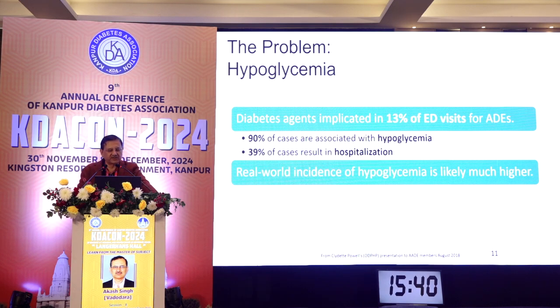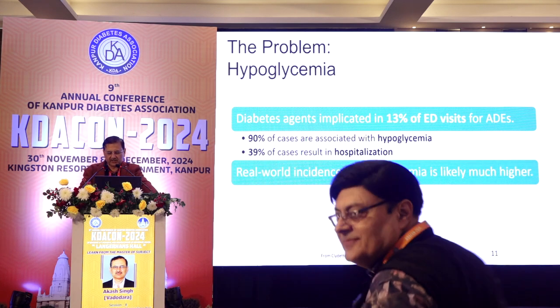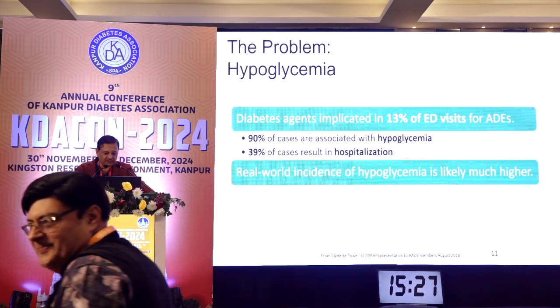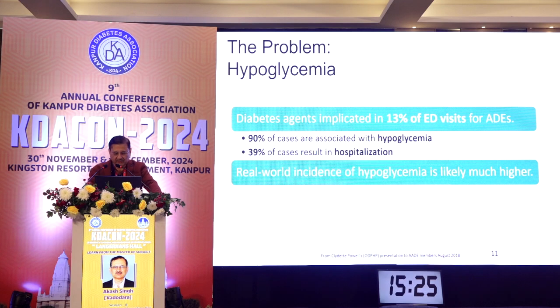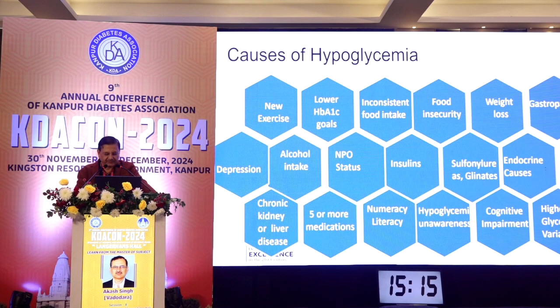and of these, 90% of the cases are associated with hypoglycemia, and of these cases 39% result in hospitalization. And let me tell you, a lot of these hospitalizations are in the ICU, entail a lot of cost and a fear of hypoglycemia for the patient regarding diabetes management, and a lot of economic constraint to the family and the society at large. So we have to avoid hypoglycemia at any cost. There are several causes of hypoglycemia.